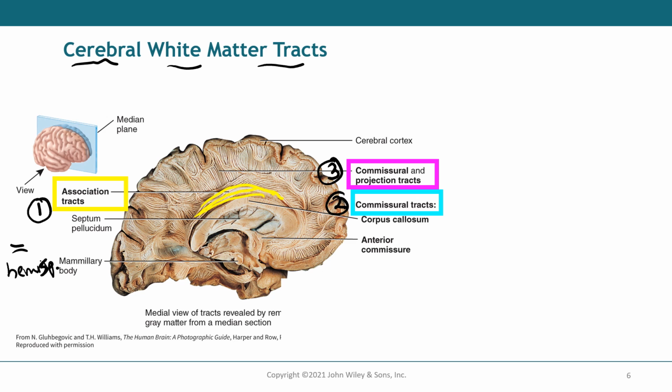So here, for example, we have the corpus callosum. If you remember, the corpus callosum is formed of white tracts that connect different hemispheres. This one will connect the right hemisphere with the left. Okay, and finally, we have the third type of tracts. These ones that are here will connect to other regions of the brain.